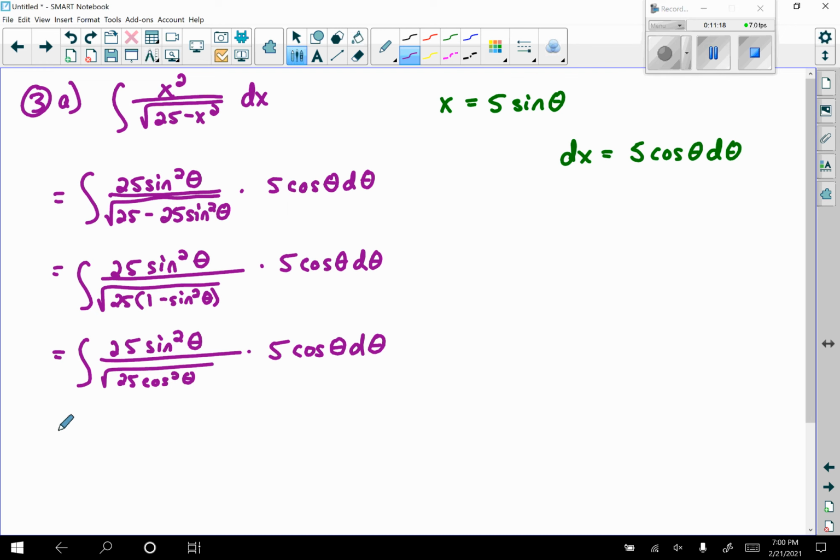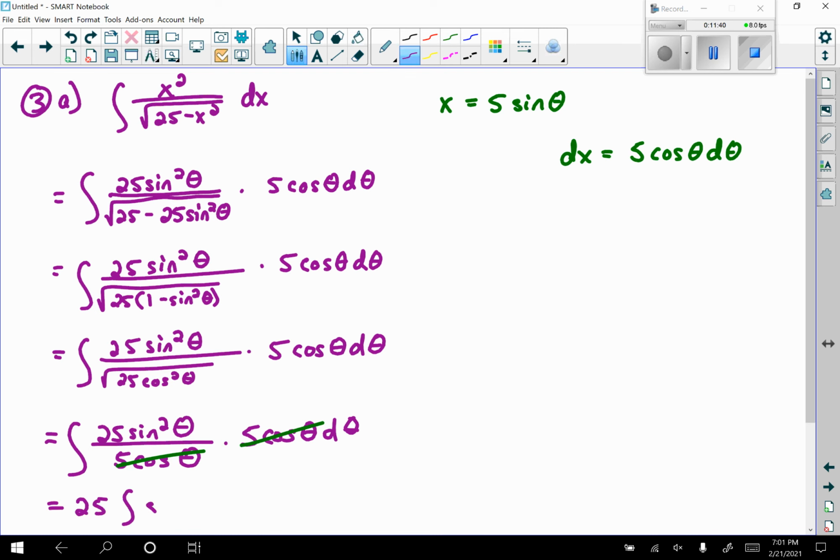So now this denominator is going to simplify to 5 cosine theta. And hopefully you notice, if we were to multiply by that, that's going to divide out. So these two divide out. Put the 25 on the outside times the integral of sine square theta d theta.